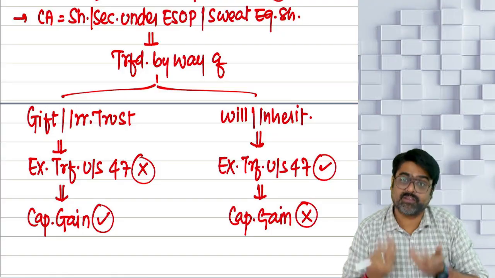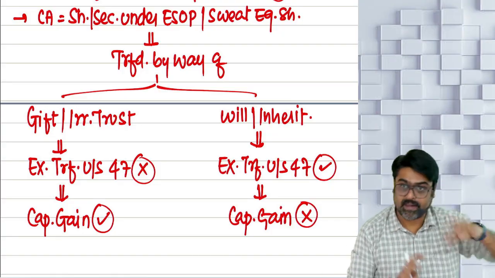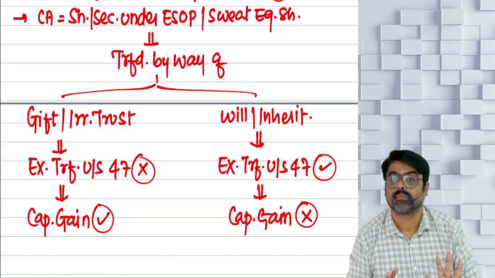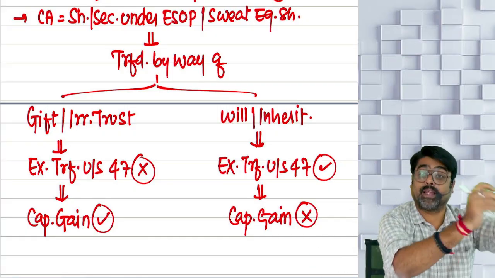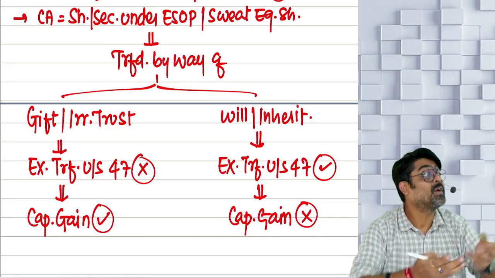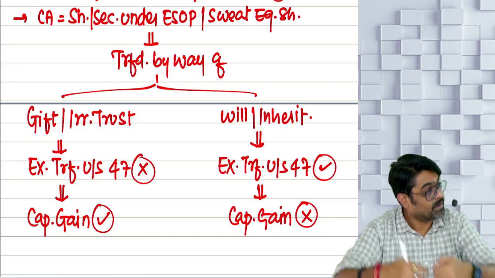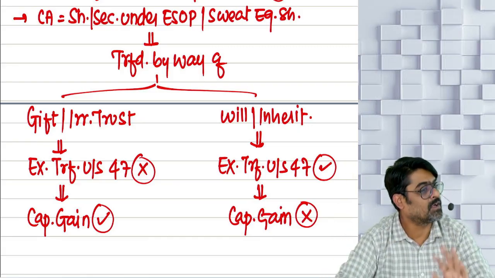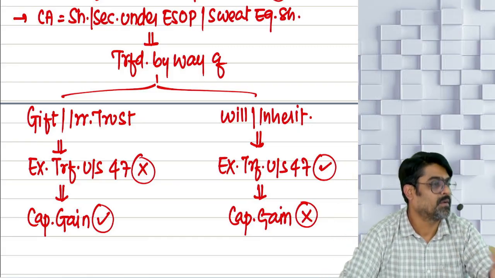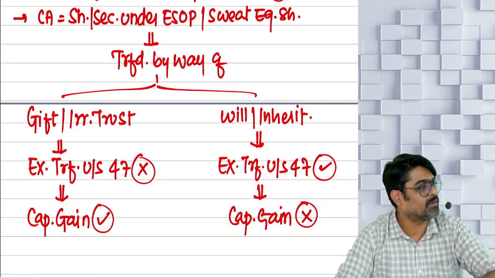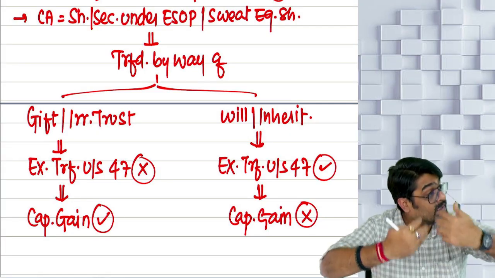But now what is the situation? Last year only the amendment has come. And now all capital assets, including these type of shares, transferred by way of gift, will, inheritance, irrevocable trust, the transfer is exempt transfer.